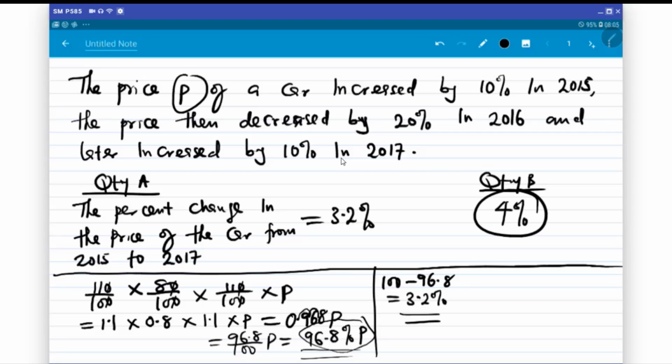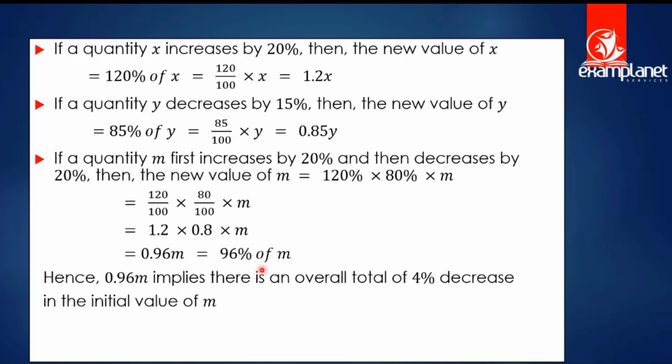And quantity B is saying 4%. So that means quantity B will be greater here. All right? So it will be greater. So we have 3.2% change in the original price of that car. Okay, so that's how we answer this kind of question in GRE, so you can note that. Okay, so I want to believe that is very clear now how you can answer this kind of question. Okay, now moving on.